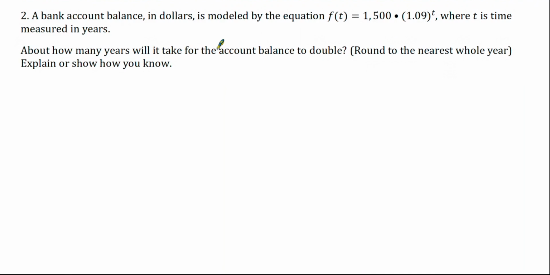So we want to figure out how many years it's going to take for the account to double. And again, we don't have to be super specific. We can just round to the nearest whole year. So if my initial balance is 1,500, I'm trying to figure out when I get to 3,000, right? So I'm trying to figure out 1,500 times 1.09 to the t power, when that equals 3,000. Again, I can use the table feature on my calculator here.